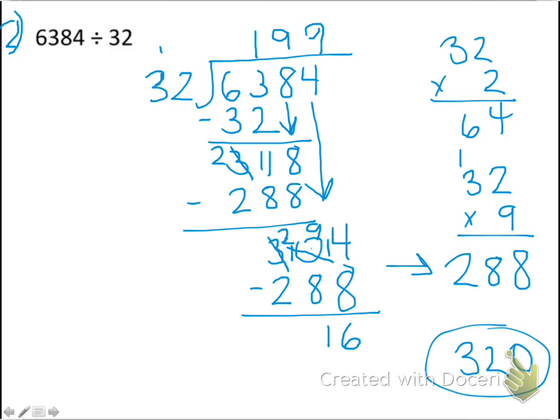In this situation, don't worry about writing your answer as a decimal. You can just write that there's a remainder of 16. And that is my answer to this problem. 32 goes into 6,384 199 times with a remainder of 16.